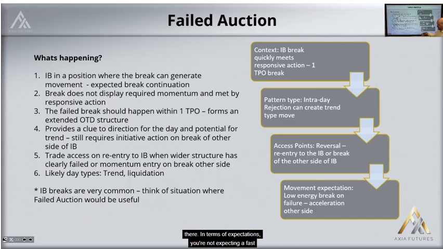In terms of expectations, you're not expecting a fast break. You're expecting a break that runs out of energy very quick. Even if it does break quick, you're expecting it to go pop, pop, pop, and then just fail and roll back down. So when you see that, you can very quickly conclude that this move is done, and we can now look for the other side and acceleration there. If you don't get acceleration on the other side of the initial balance, this is probably going to be a neutral day.